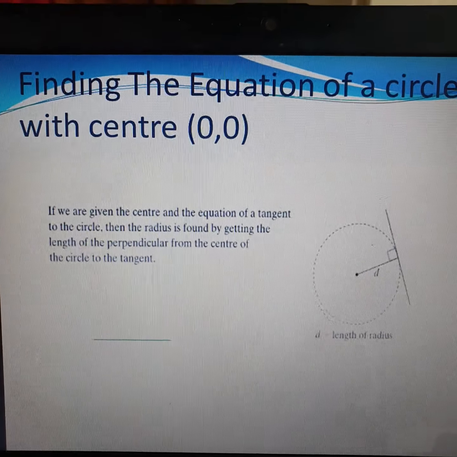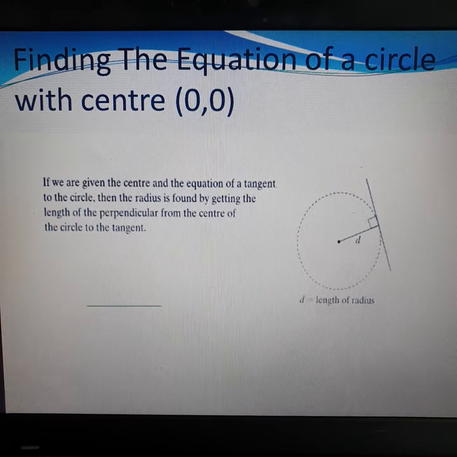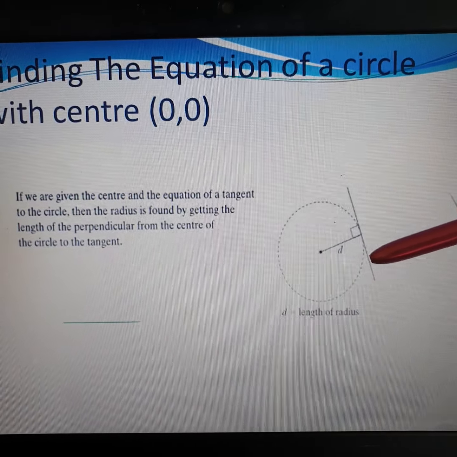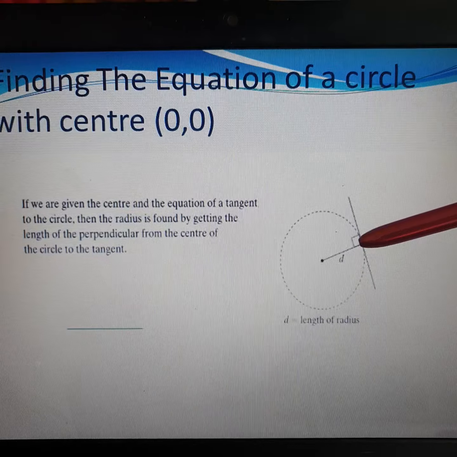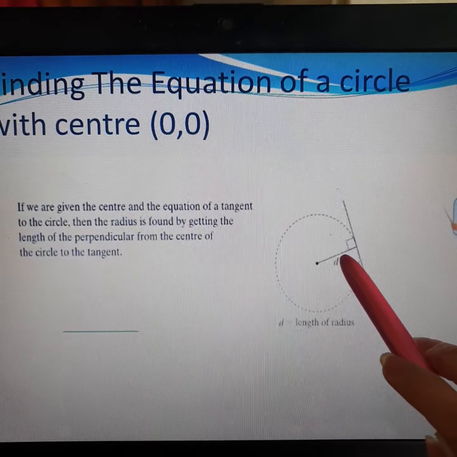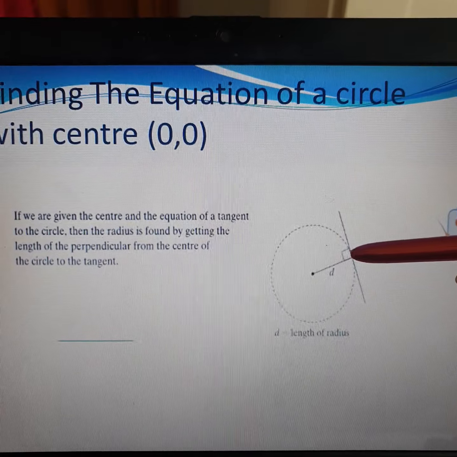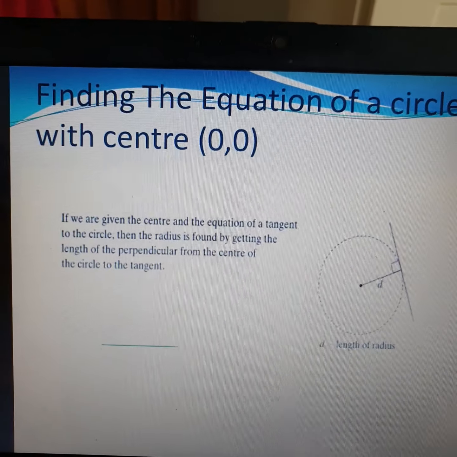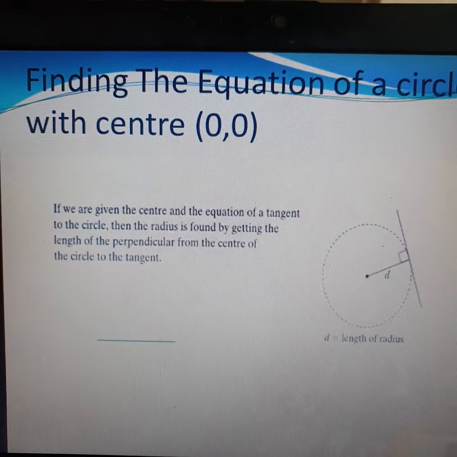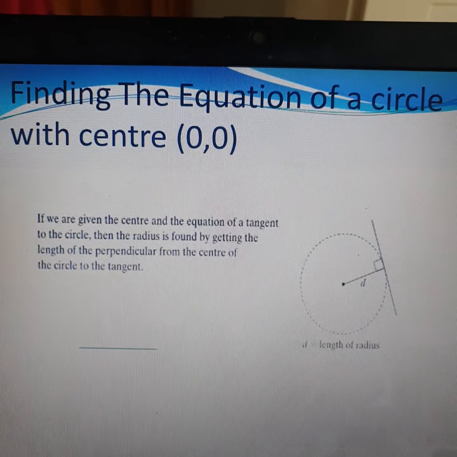Okay. Another way that you could be asked about finding the equation of a circle with centre 0, 0 is when you're given a circle like here and you have a line that's drawn to the circle. So remember, a line that touches a circle at one point is a tangent. The distance from the centre to that line is equal to the radius, and it also forms a right angle because it's perpendicular. So if we are given the centre and the equation of a tangent to the circle, then the radius is found by getting the length of the perpendicular from the centre of the circle to the tangent.